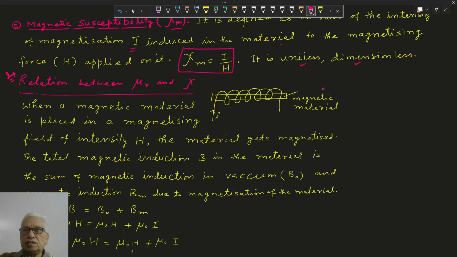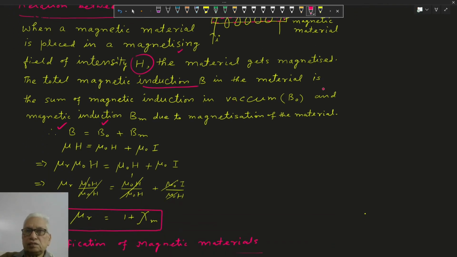Suppose we have taken a solenoid and inside we have inserted a magnetic material like soft iron. When the magnetic material is placed here in a magnetizing field of intensity H, the magnetic material gets magnetized. The total magnetic induction is given as B naught, the magnetic field inside the solenoid when there is no magnetic material, meaning in vacuum, plus Bm, the magnetic field in the material. The total magnetic field will be the addition of these two. In vacuum it is mu naught H, and this is the magnetic field in the magnetic material, mu naught I, where I is the intensity of magnetization.